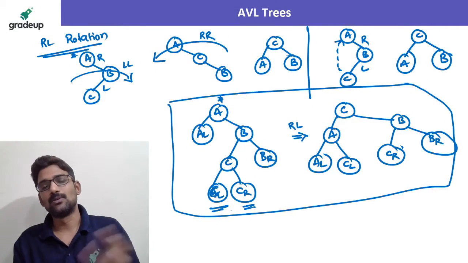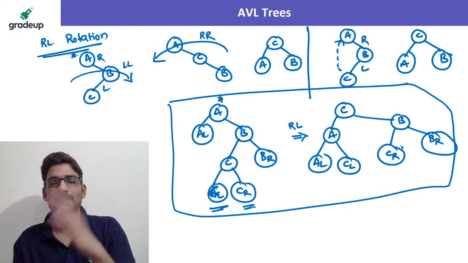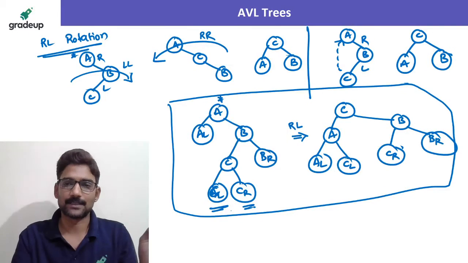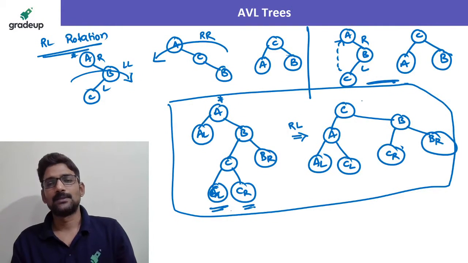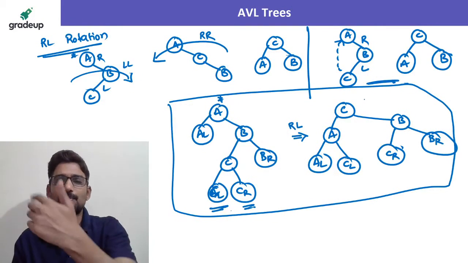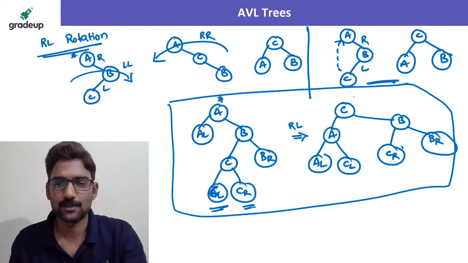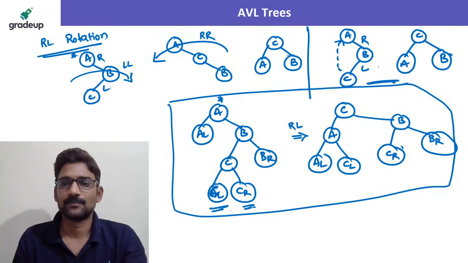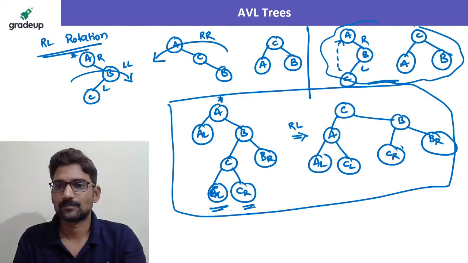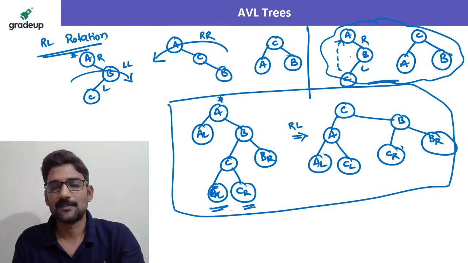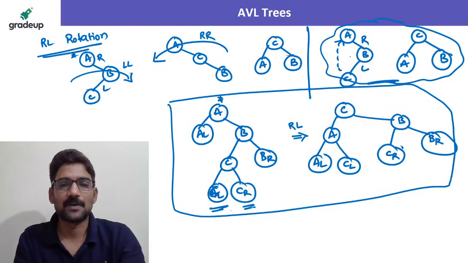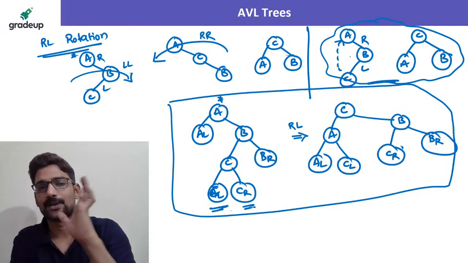No question of first left, second right, first right, second left, forget that. Just follow this shortcut. I am telling the shortcut. In one step you can do LR rotation, RL rotation also. For LR, first right, then left. For RL, first left, then right.